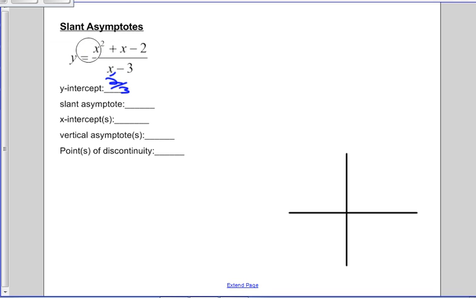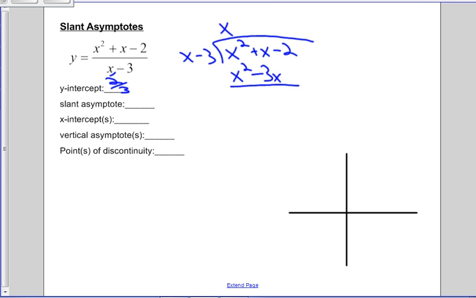Here's how we find the slant asymptote. We do long division. We take that x squared plus x minus 2, and we divide it by the x minus 3. Okay, so x squared divided by x is x. Multiply them back in, and I end up with this. Subtract gives us 4x minus 2. Okay, 4x divided by x is positive 4. Multiply it back in, we get 4x minus 12. Subtract it all off for a remainder of positive 10.